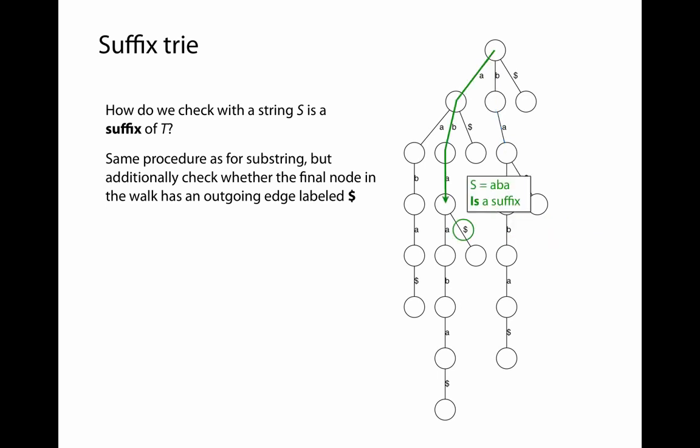Here's an example where the query succeeds. So again, we start at the root, we follow the edges labeled with A, B, A, and then we check to see if it has an outgoing edge on $, and it does. So that tells us that ABA is a suffix of the original string T.